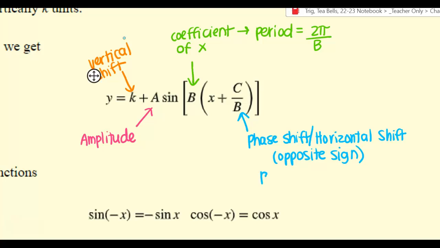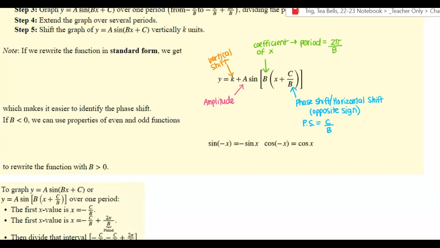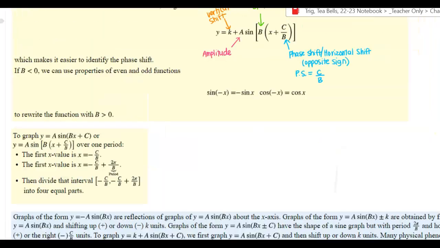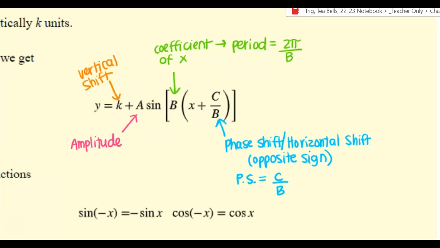I'm going to put this down here too. For your phase shift, the equation to figure out how far you're moving is C over B, whatever that constant is over your coefficient of x. Even though this says sine, all of these still stay true for cosine. We're just going to write it out for one, but everything stays the same. Here's just some more information, keeping it all together. But the biggest thing is I would keep this up as you're starting to write your equations.